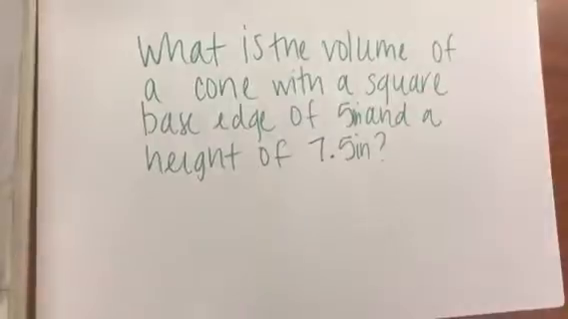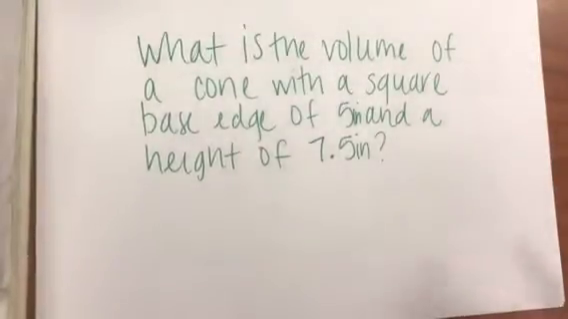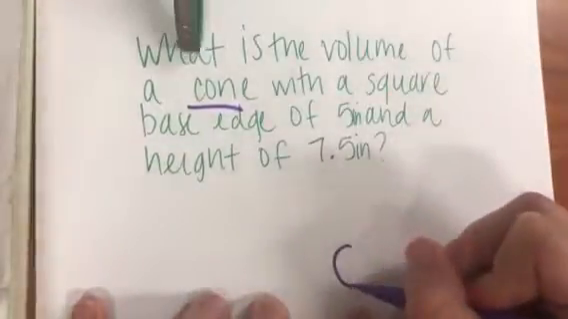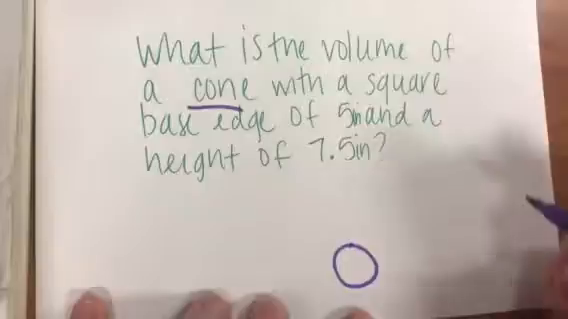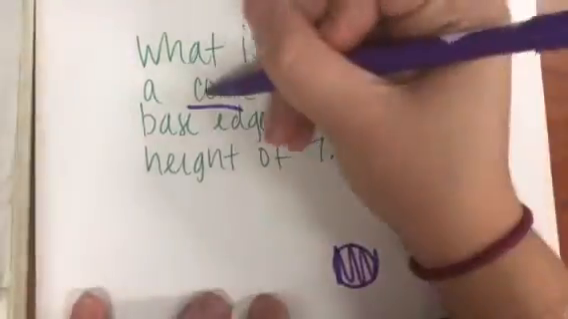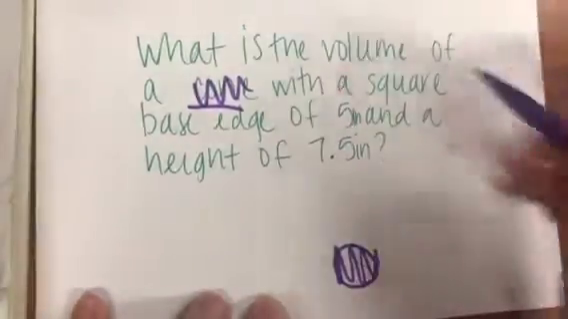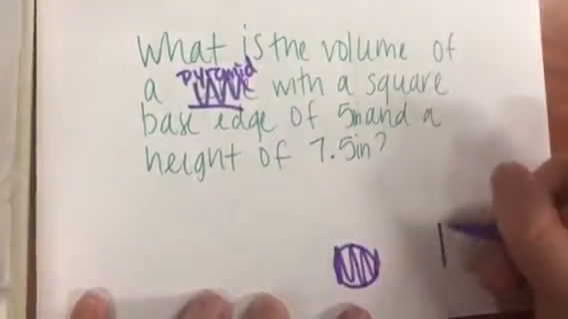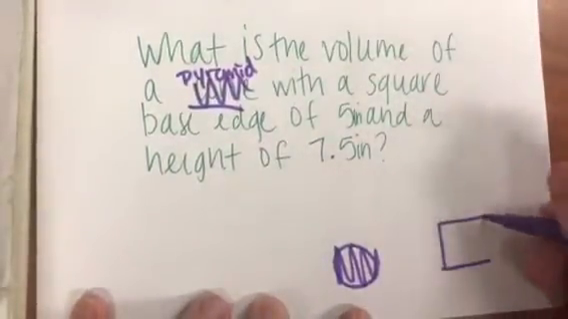So what is the volume of a cone with a square base edge of 5 inches and a height of 7.5? So we have a cone, hold on. It's not supposed to be a cone. It's supposed to be a pyramid. Square base. It's not a cone. Of a volume of a pyramid. See, earlier I told you I almost made that mistake. I know. Volume of a pyramid with a square base.